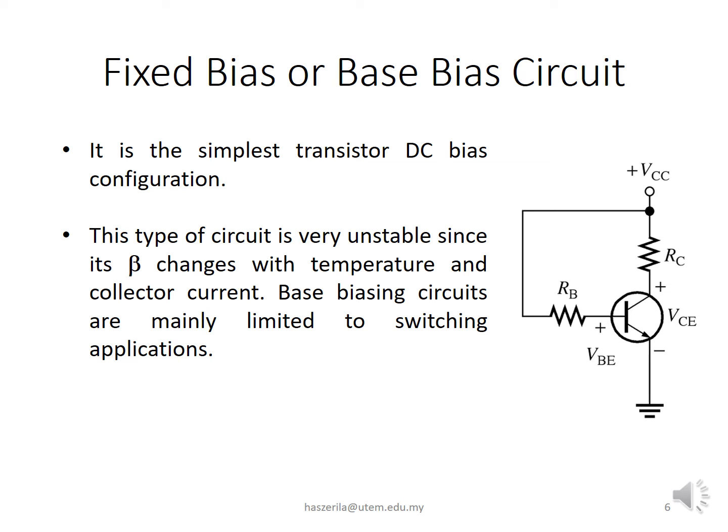The figure shows the phase bias circuit. It is the simplest DC bias configuration. For the DC analysis, we can replace the capacitor with an open circuit because the reactance of the capacitor becomes infinity. This type of circuit is very unstable since the beta changes with temperature and the IC. Base biasing circuits are mainly limited to switching applications only.